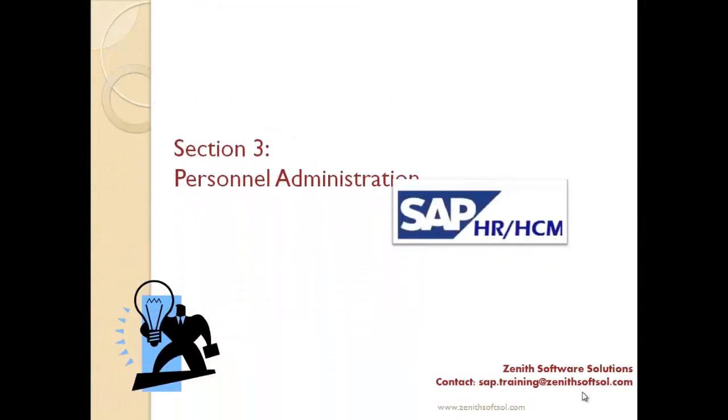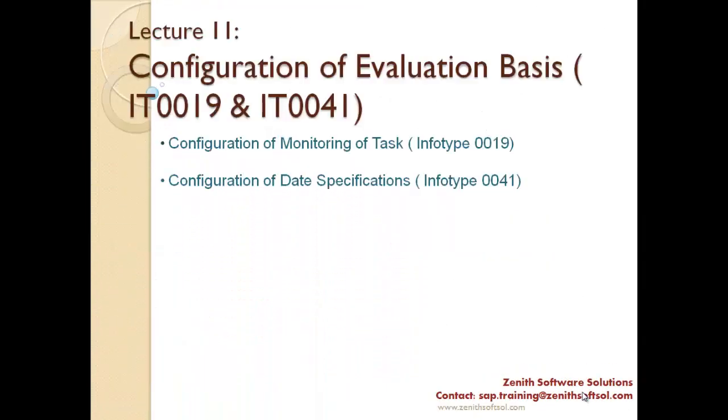Hello everyone. We are going to understand and learn the configuration of evaluation basis, which is nothing but info type 19 and info type 41. What is info type 19? Info type 19 is monitoring of task and info type 41 is date specification.